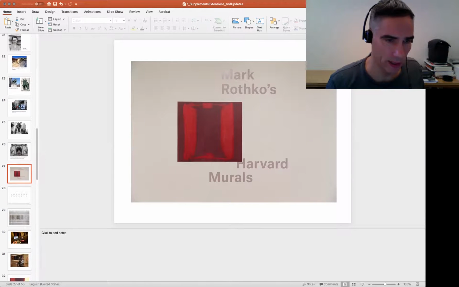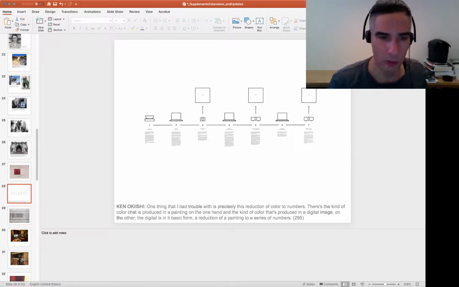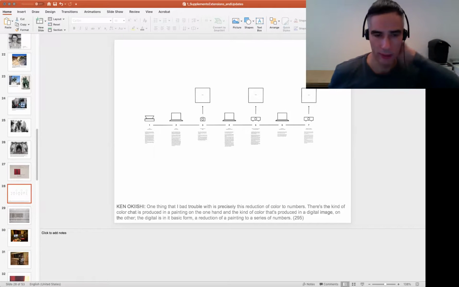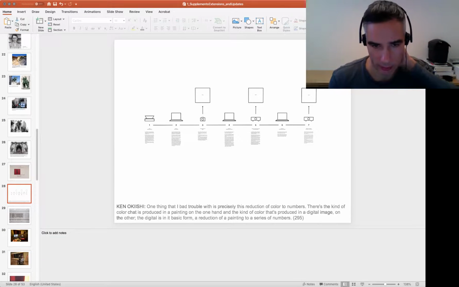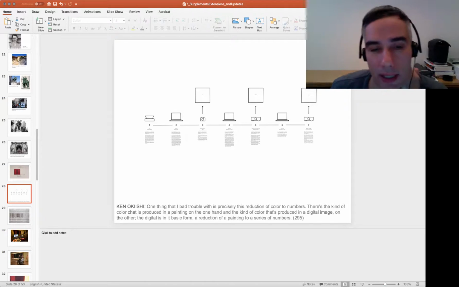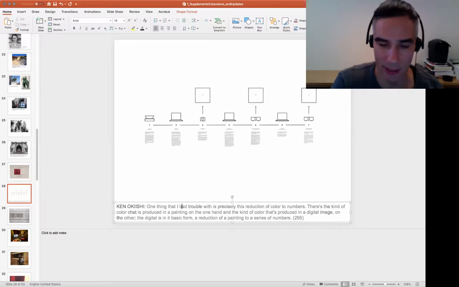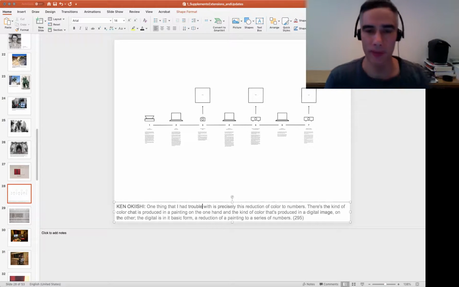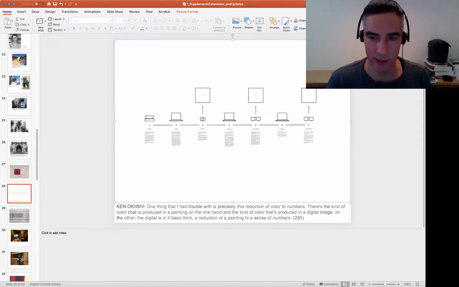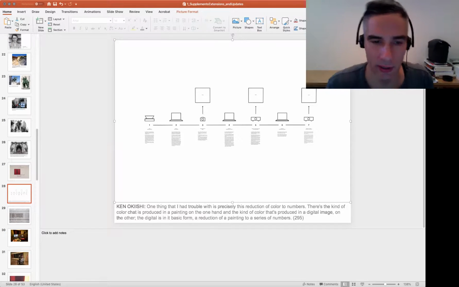to the slide, this one that has a quote from the text. Ken Okishi is a media artist, and on page 295, his comment was that one thing that I had trouble with is precisely this reduction of colors to numbers. There's the kind of color change.